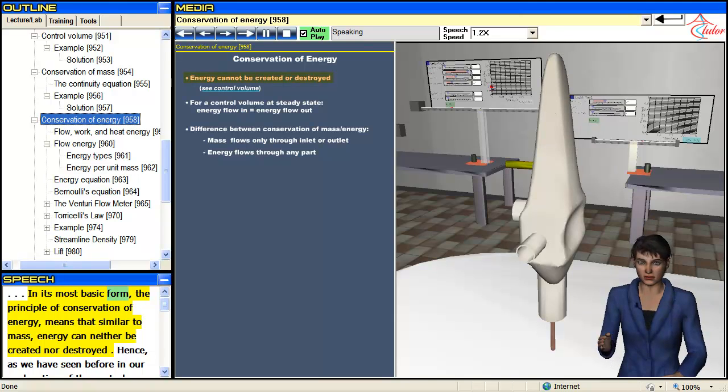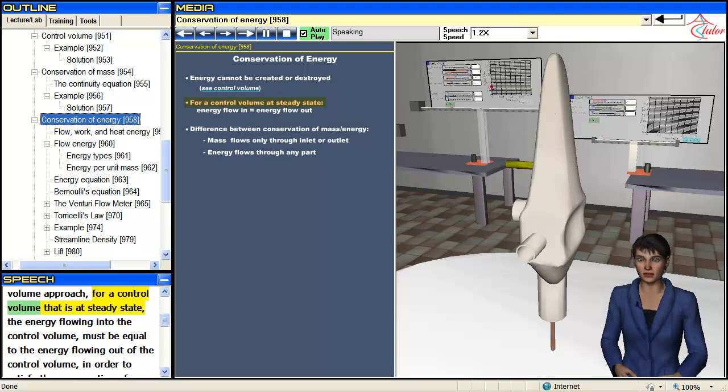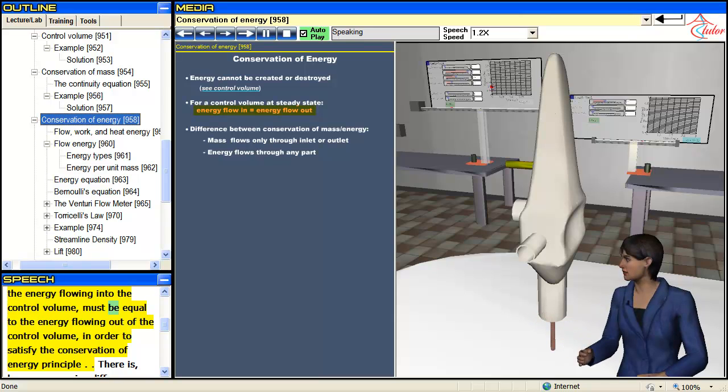In its most basic form, the principle of conservation of energy means that, similar to mass, energy can neither be created nor destroyed. Hence, as we have seen before in our explanation of the control volume approach, for a control volume that is at steady state, the energy flowing into the control volume must be equal to the energy flowing out of the control volume, in order to satisfy the conservation of energy principle.